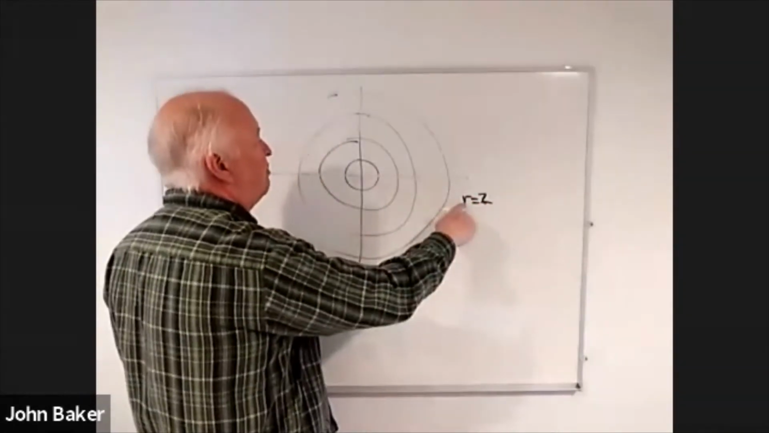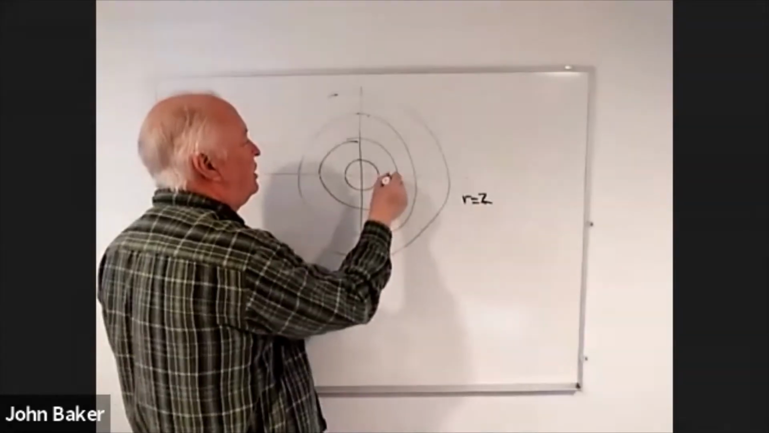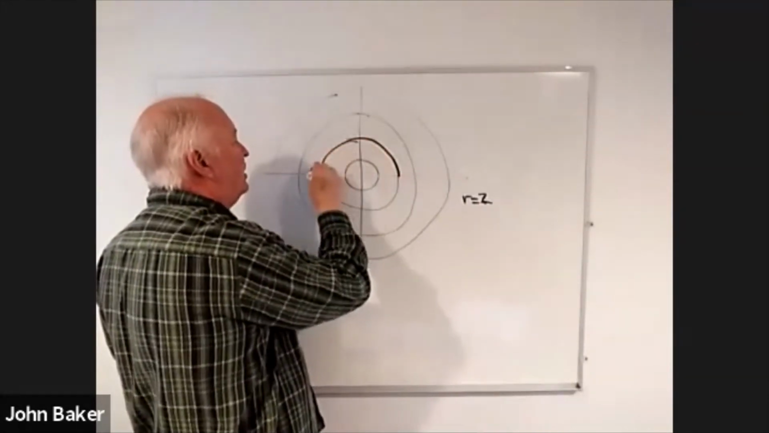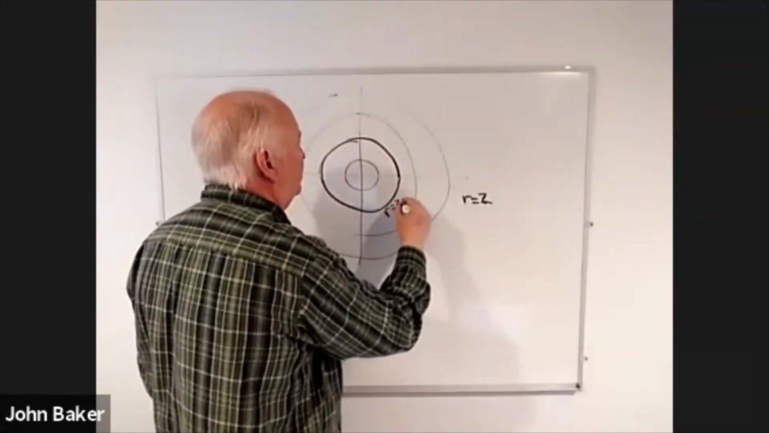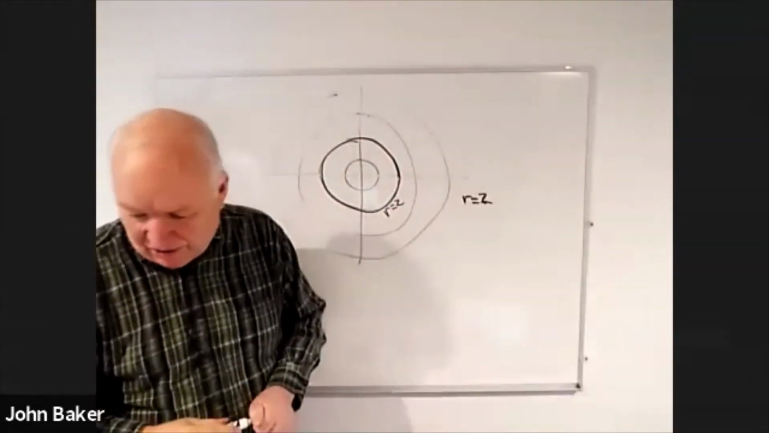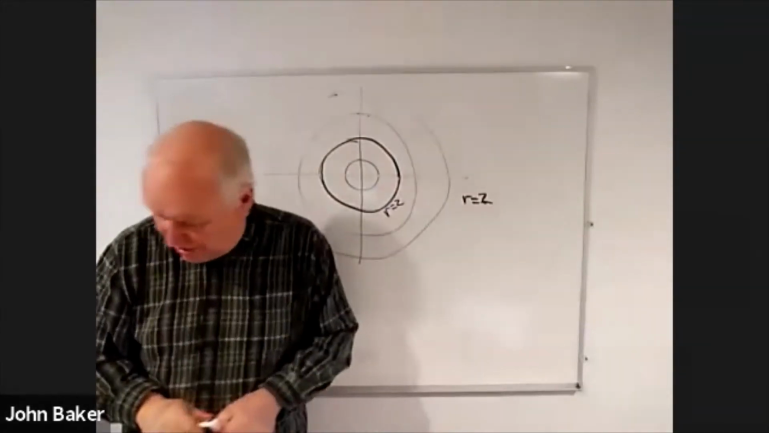That means all the points whose radius is 2. That will be a circle here. R equals 2. If you want, I'll do some of the other colors.